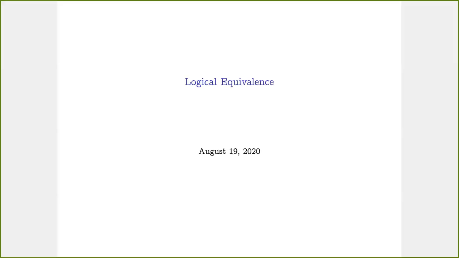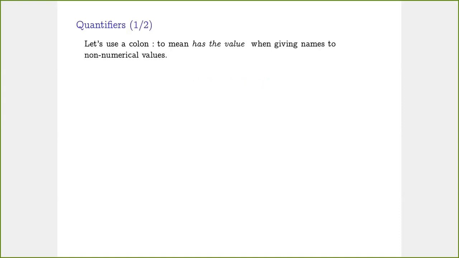The concept of logical equivalence is used frequently in this course. Let's examine this concept in more detail. First, let's introduce some notation and some preliminary concepts.